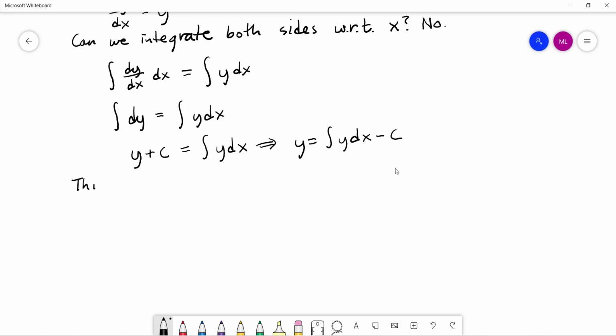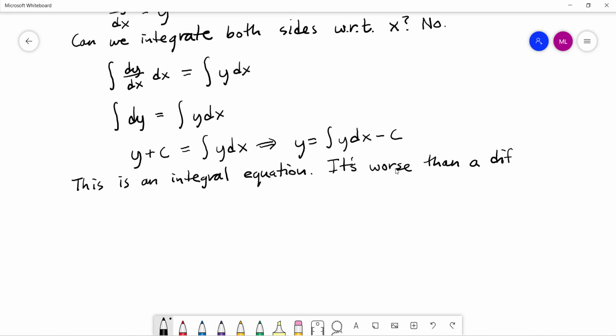So this is an integral equation. It's worse than a differential equation. And so we haven't really made any progress. In fact, we've made things worse. Okay, so that's not going to work. We can't just naively integrate both sides.